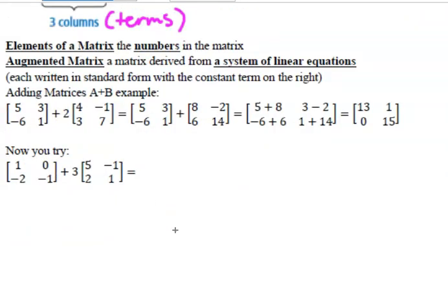When you're adding or subtracting matrices, they have to have the same dimensions. So this is a 2 by 2, this is a 2 by 2. That means you could add them together.